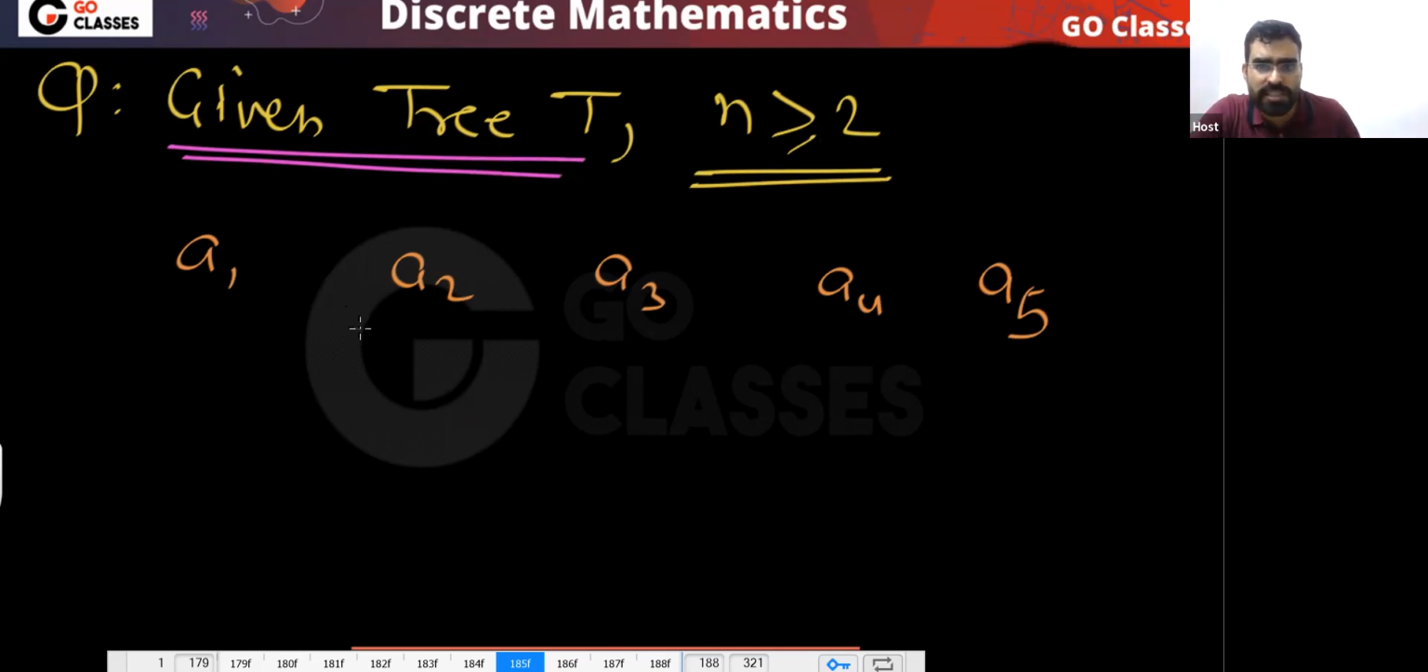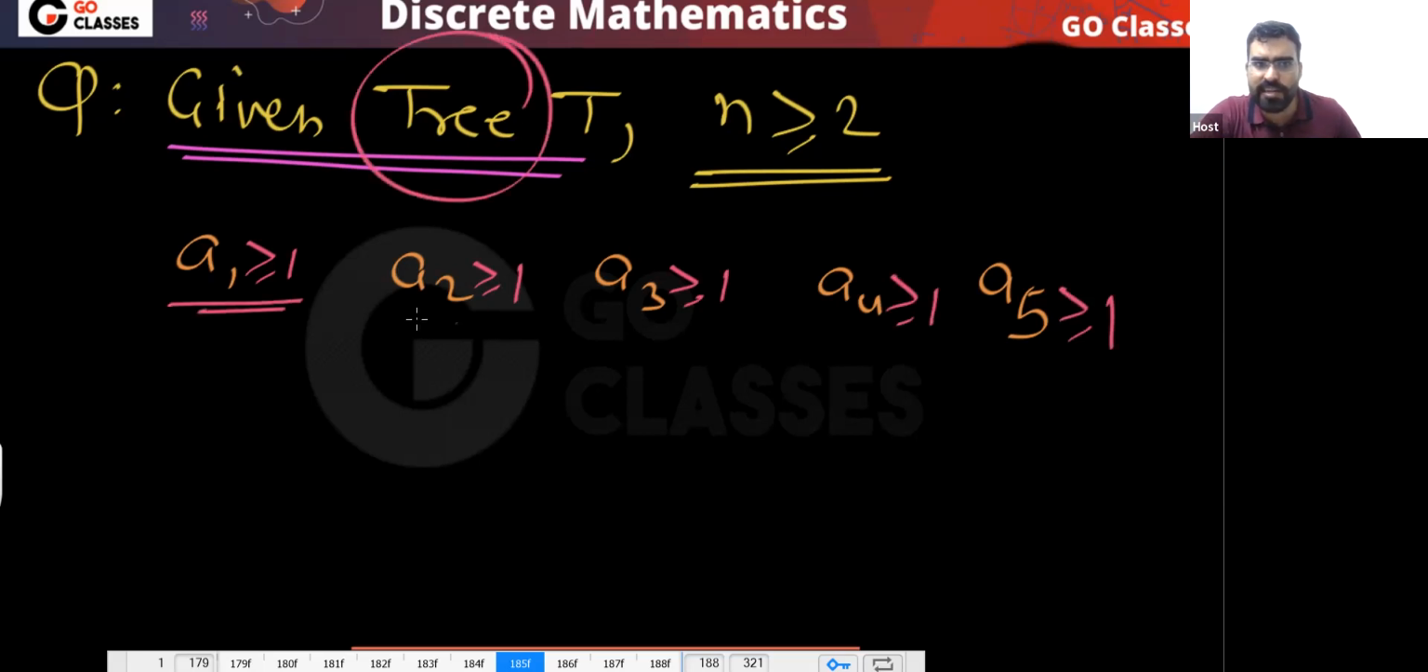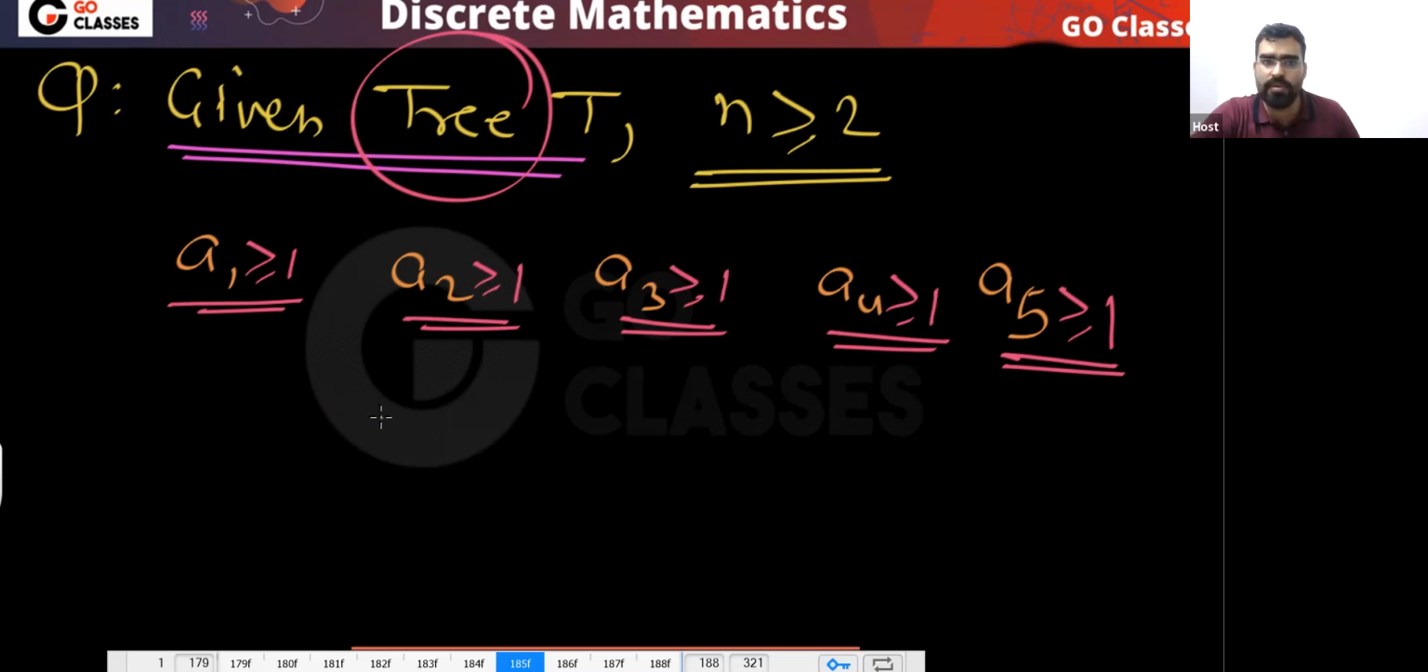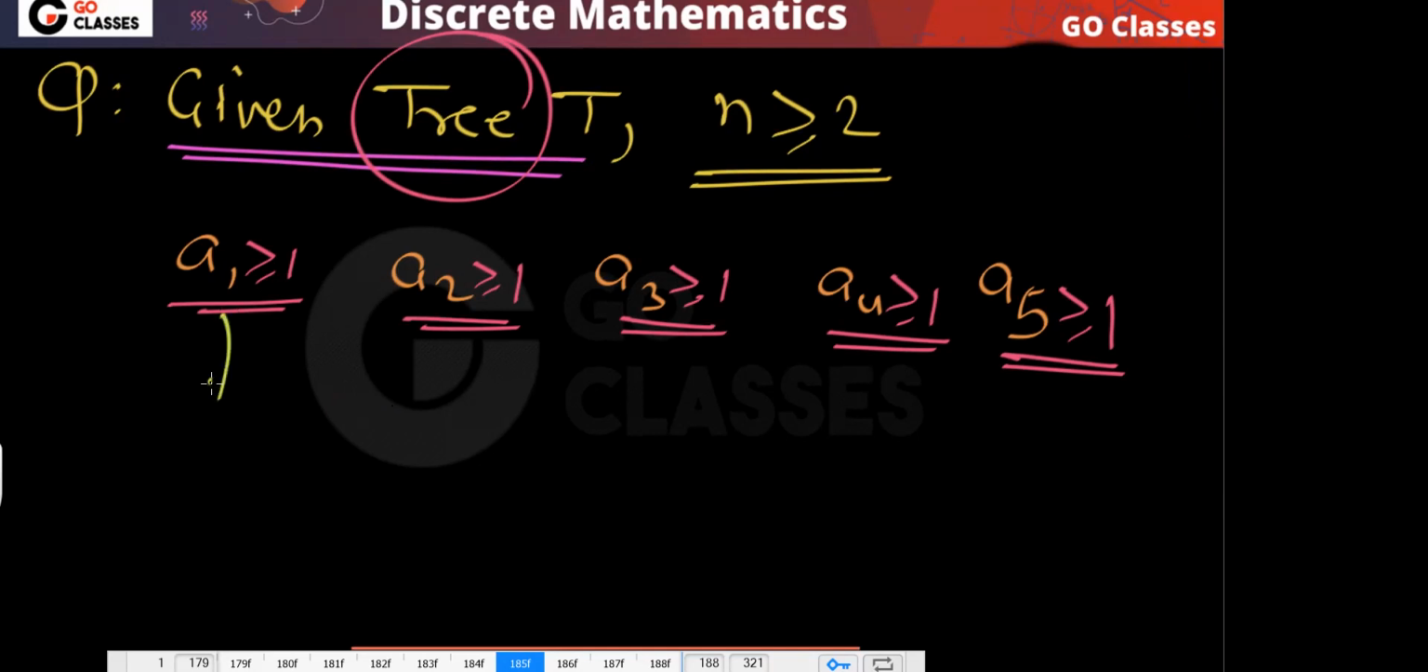Now, for contradiction, I am assuming that you don't have at least two vertices with degree 1. What it means? You know it has degree greater than or equal to 1. All of them have degree greater than or equal to 1, right? Because it is a tree and tree is connected. Now, I'm assuming that you don't have at least two vertices of degree 1. It means there is at most one vertex of degree 1, right?